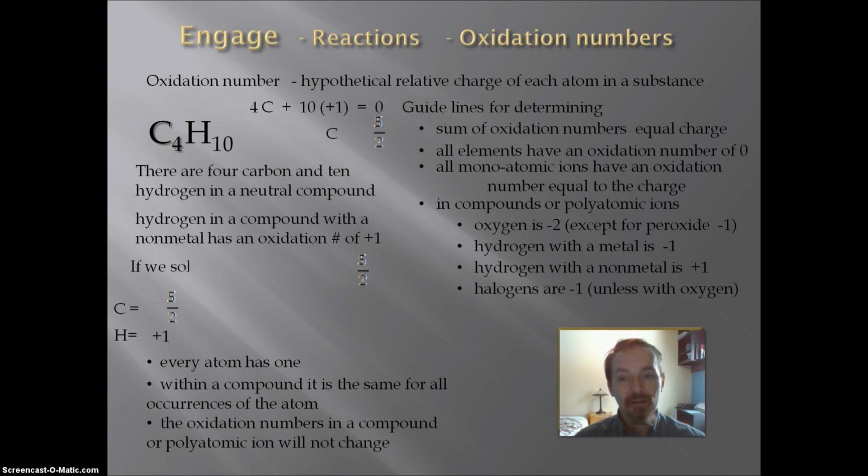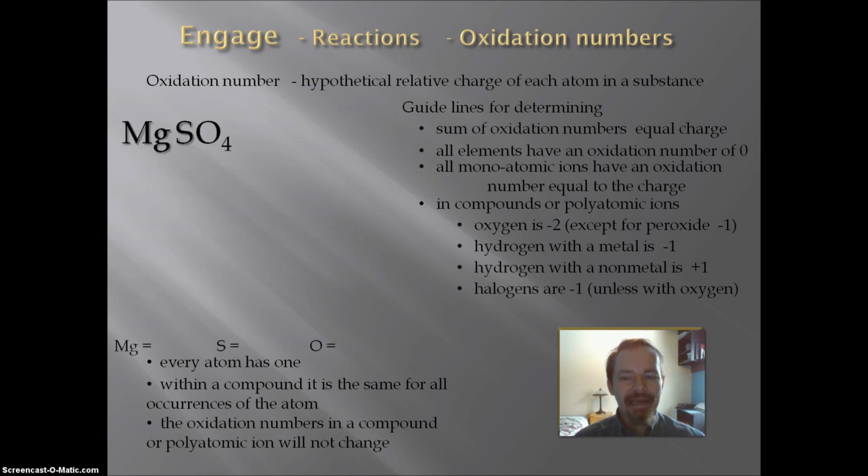There's only one variable, so I can solve, and carbon winds up having an oxidation number of -5/2. So in this case, carbon is -5/2, hydrogen is +1, and we know our oxidation numbers. And it is possible for carbon to have a fractional oxidation number.